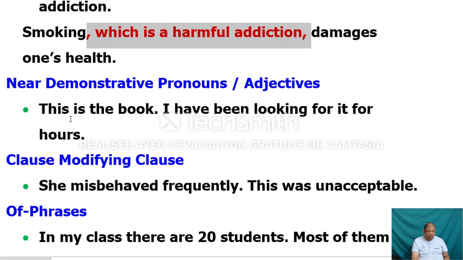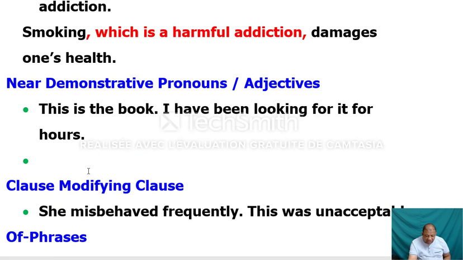Near demonstrative pronouns. So here when you speak about near, we speak about this or the plural, these. It becomes clear. This is the book. I am not speaking about that book, but I am speaking about this. Therefore, it's clear and it's obvious. The second word that is repeated, I have been looking for it, this and it. Or I'm sorry, book and it. This is the book and it.